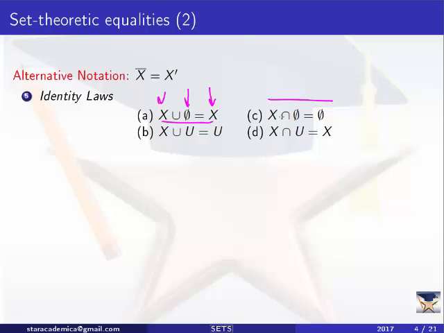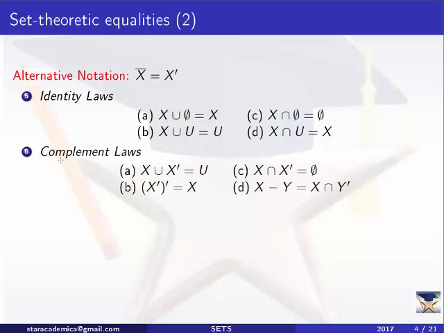Okay, and again say, take part B. If we unite X with the universal set, so this is everything in the universe, the huge set, we get the universal set. So X will not contribute anything to the set U because everything is inside the set U. What about part D here? If we intersect a set X with U, we get X back.